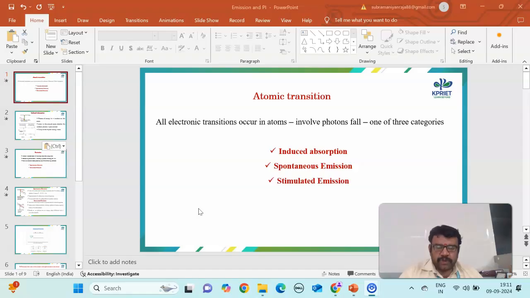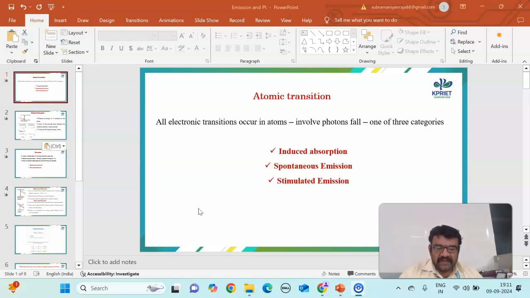light emission. So we all know that all electronic transitions occur in atoms, which involve the fall of photons, which may be in three categories. One of the categories is induced absorption, and as far as emission is concerned, there are two categories. One is spontaneous emission and the other is stimulated emission.